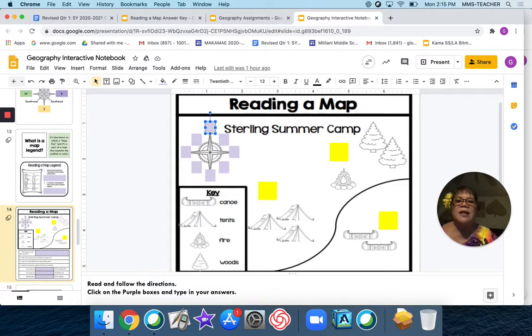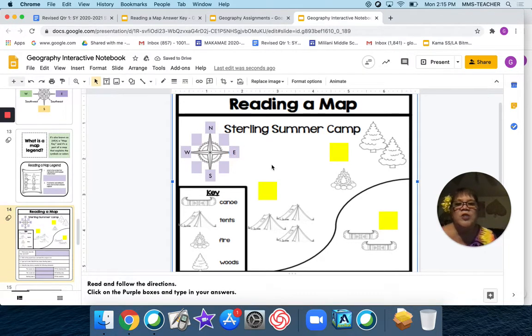So if I type in N, S, W, and E. And a good thing to remember about which is west and which is east is when you spell the word we. Okay, west is always to your left, east to the right.